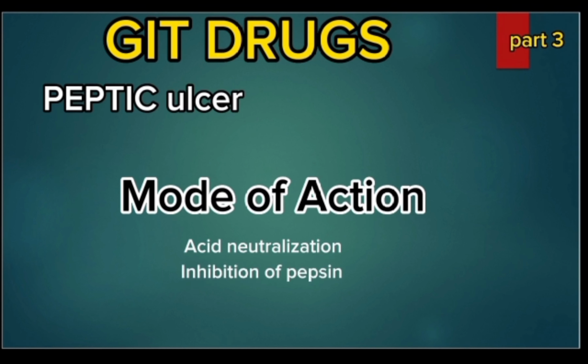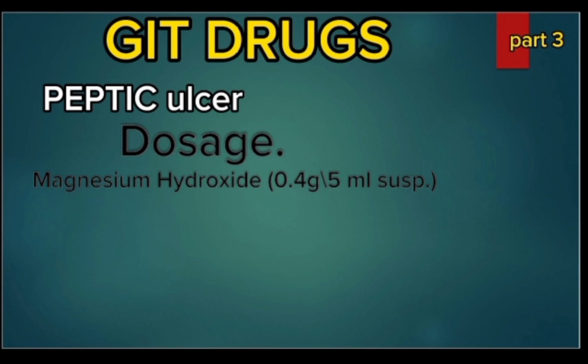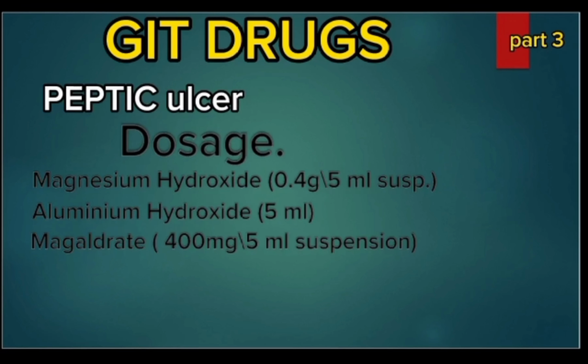We give these drugs in dosages like magnesium hydroxide 0.4 gram per 5 ml of suspension. It can neutralize 12 milliequivalents of HCl, and aluminum hydroxide in a 5 ml suspension can neutralize 1 milliequivalent of HCl. In the same way, magaldrate 400 milligram per 5 ml suspension can also neutralize this HCl.